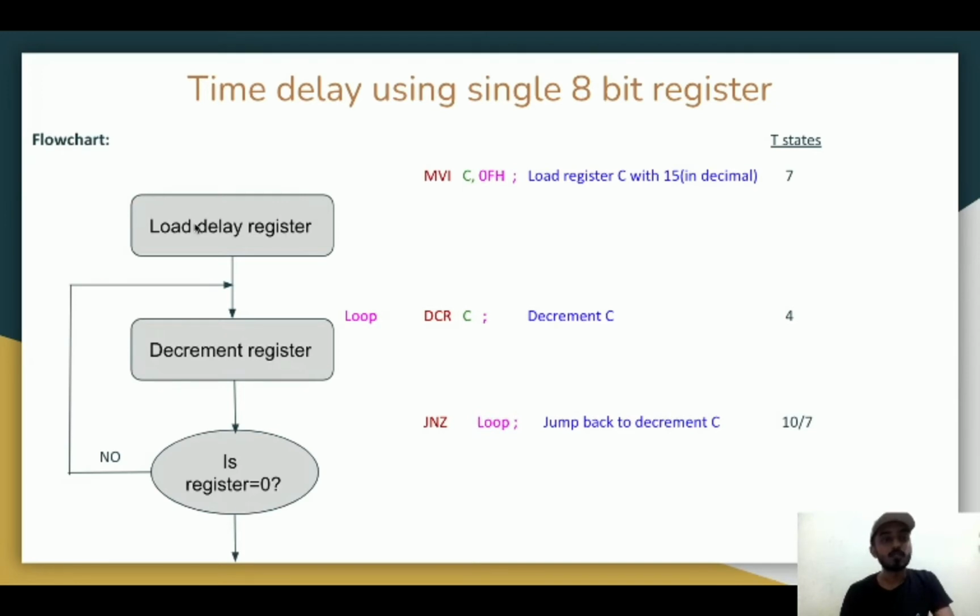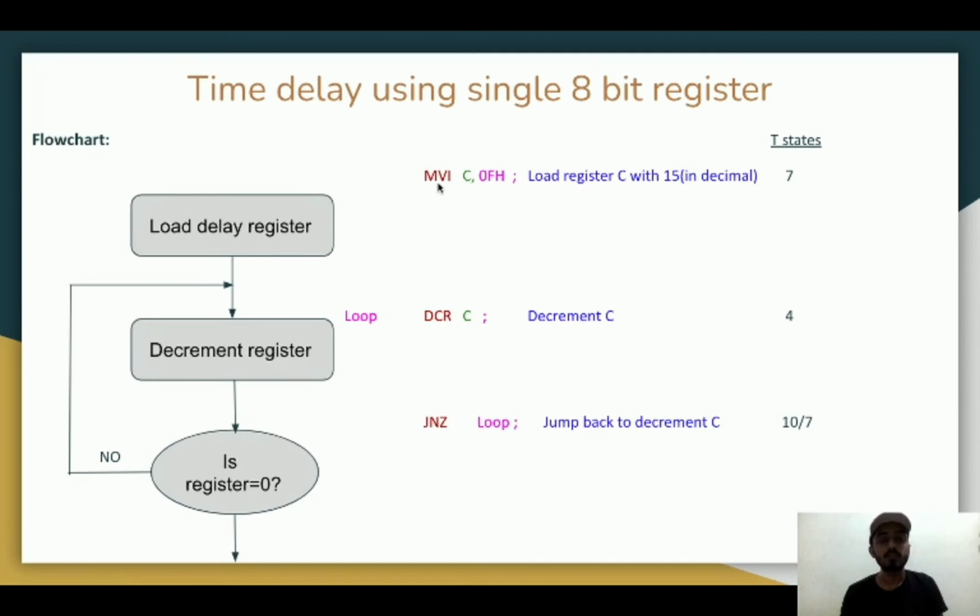So I have mentioned a flow chart here which shows how the process goes on. First, we load the delay register, then we decrement the content in the register, and then we check whether the content in the register has become 0 or not. And if the content is non-zero, the loop is repeated again until the content becomes 0. So here are the instructions that are used to run this program.